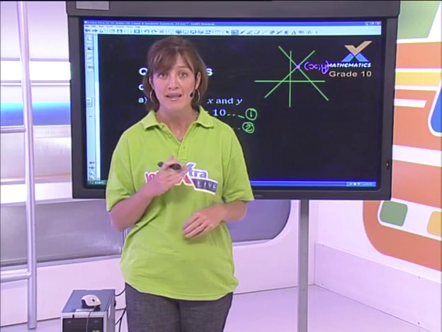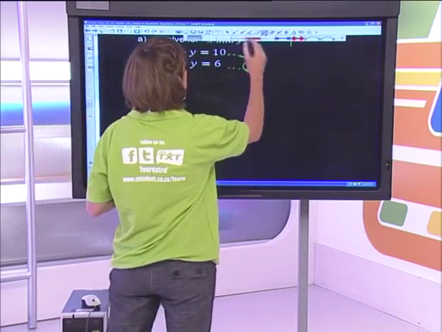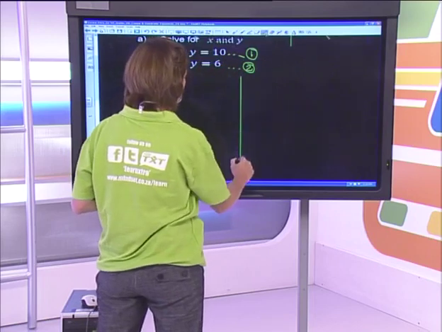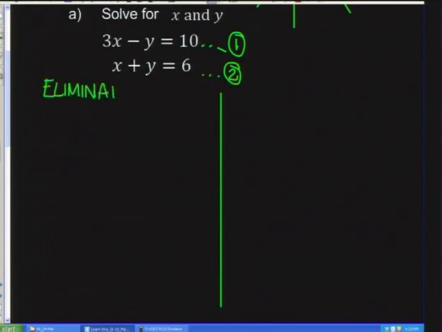Now, there are two different methods that we can use for simultaneous equations. So I'm going to show you both methods, and at the end of the day, you're going to work with the one that works for you. Right, the first method is called the elimination method. So elimination. And the second method is called the substitution method.